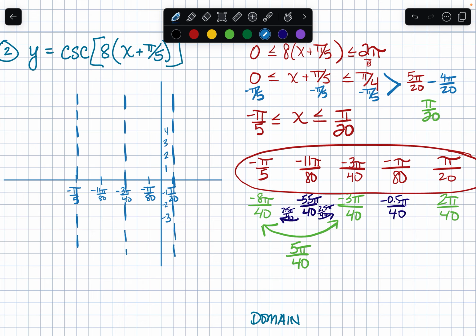And then I usually have a point at positive 1. So my graph will look like this. And the other one will be at negative 1. Unfortunately, that's right in my label. Sorry, negative pi over 80. And then it'll look like that.